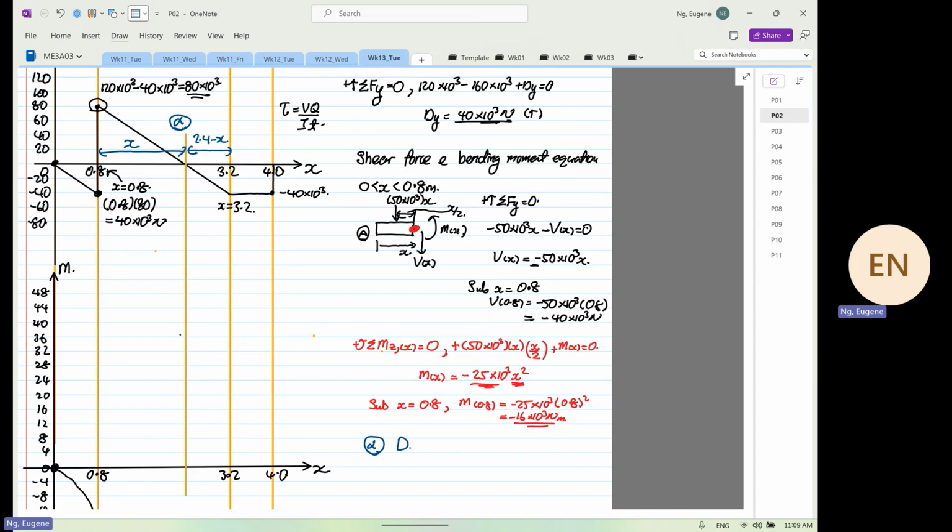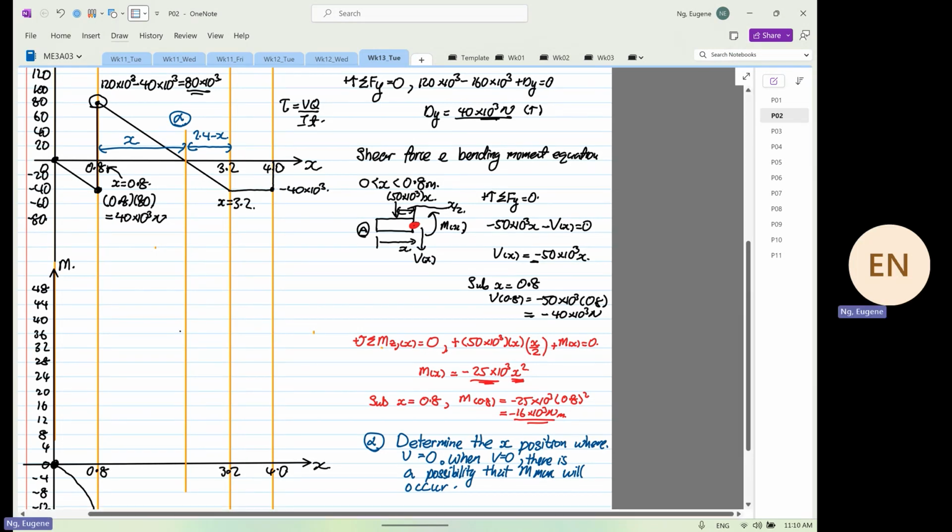We are trying to determine the X position where V is equal to 0. Okay, why when V is equal to 0? There is a possibility that M max will occur. Why do I put there is a possibility? Why is it a possibility?